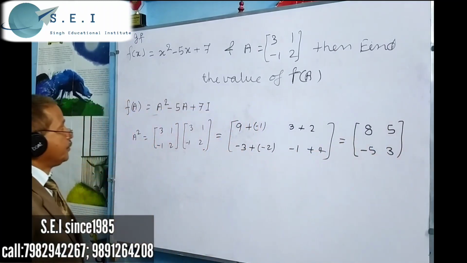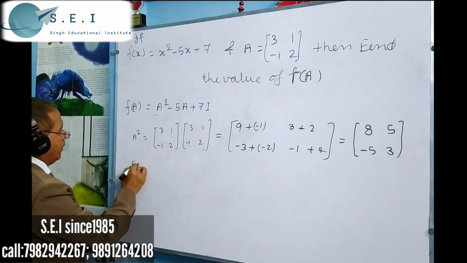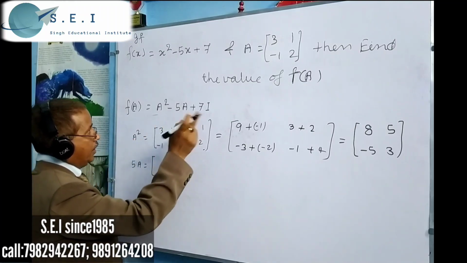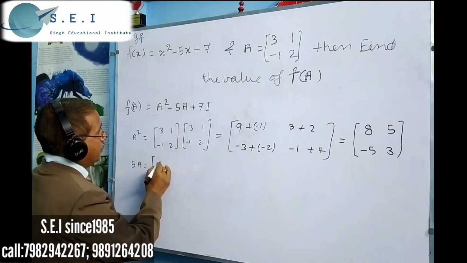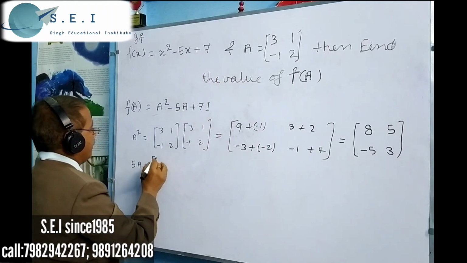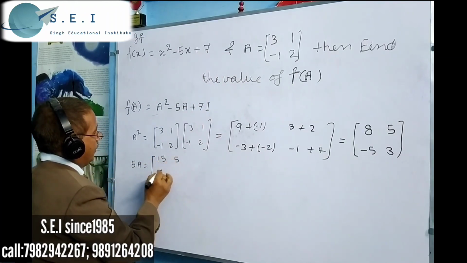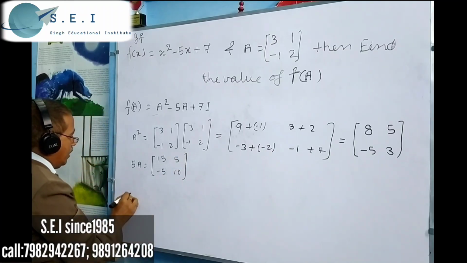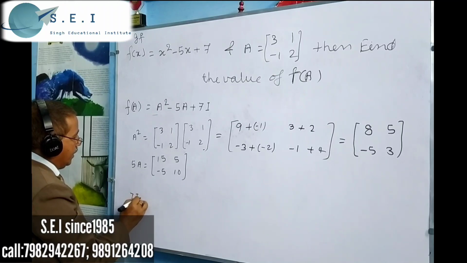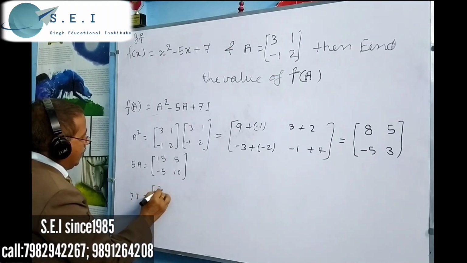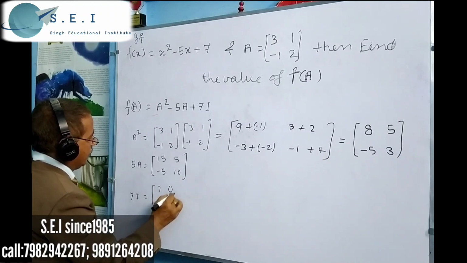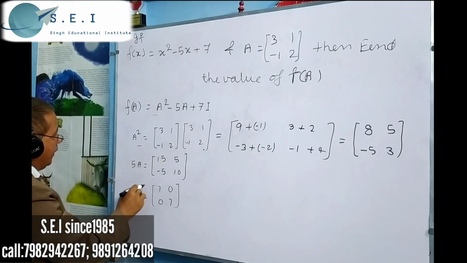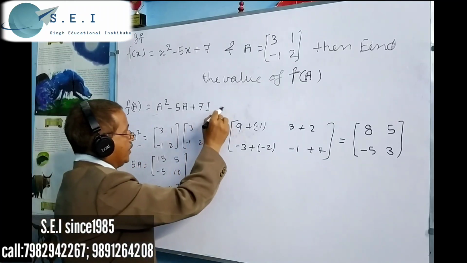This is A square. Now we get 5A. 5A can be obtained by multiplying all the elements of A with 5. So here it is 5 times 3 is 15, 5 times 1 is 5, minus 5 and 10. 7 is expressed as 7I, which can be written as [7 0; 0 7]. Put the value of A square, 5A and 7I in equation number 1.